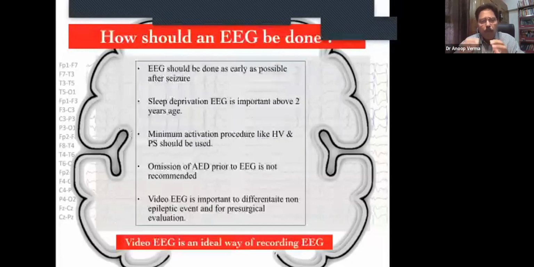But how should EEG be done? It should be done as early as possible after the seizure. Sleep deprivation is again very important, especially above 2 years of age. The pickup rate is more. All activation procedures should be there. Omission of anti-epileptic drug prior to EEG is not recommended.